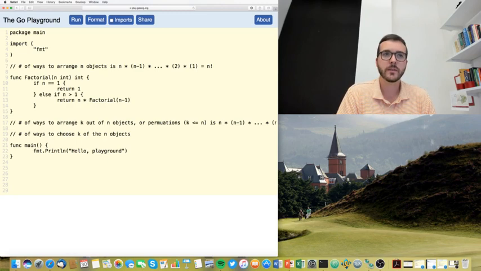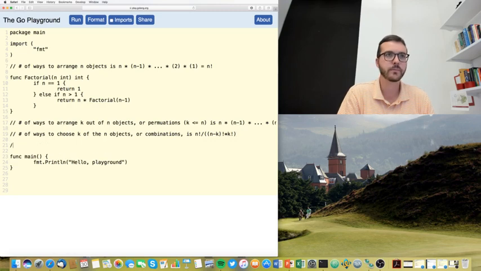So the number of ways to choose this, and again, if you haven't seen this formula before, check out some online resources if you want to see the explanation for it. The number of ways to choose k out of n objects, or combinations, is given by n factorial divided by n minus k factorial, let me do another parentheses, times k factorial. Okay, so n minus k factorial times k factorial is in the denominator, n factorial is in the numerator there. Okay, so this is the formula for a combination.